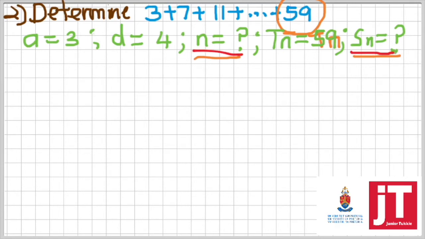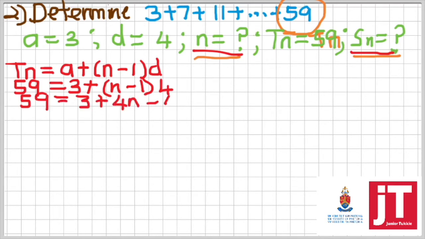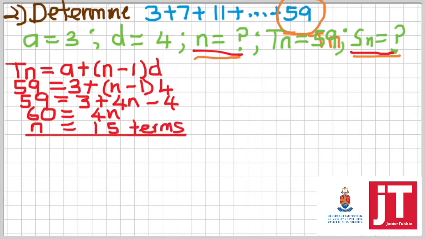But what do we need to do? We're going to start by finding the value of n using the Tn formula. So we state Tn is equal to a plus (n minus 1)d. Thereafter, we're going to sub in our Tn, which is 59. So we're going to have 59 is equal to 3 plus (n minus 1), and our d is 4. Simplifying that, we get 59 is equal to 3 plus 4n minus 4. Further simplifying that, we get 60 is equal to 4n. And if we solve for n there, we're going to get n is equal to 15. So we're working with 15 terms in this series.